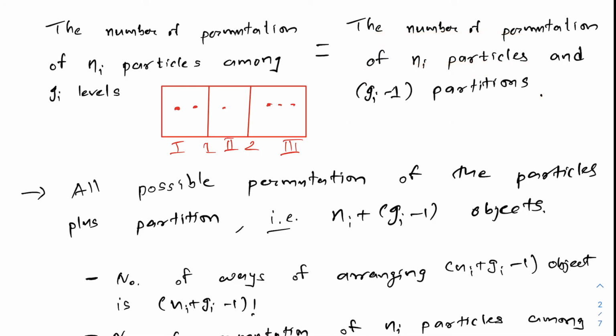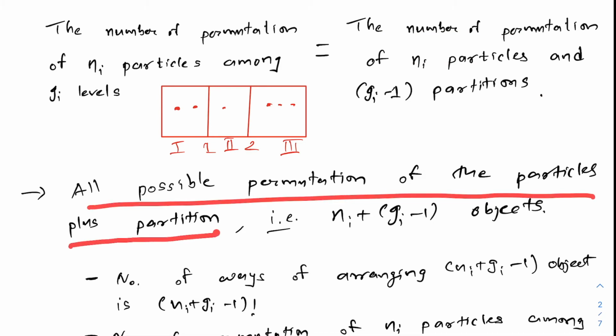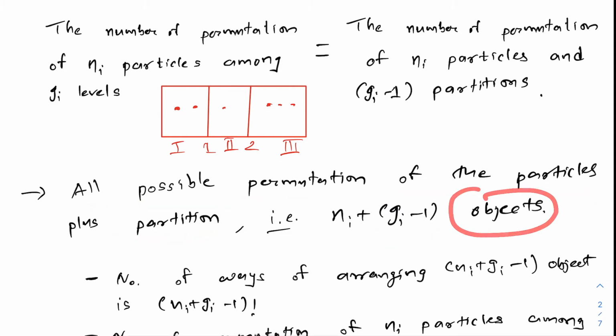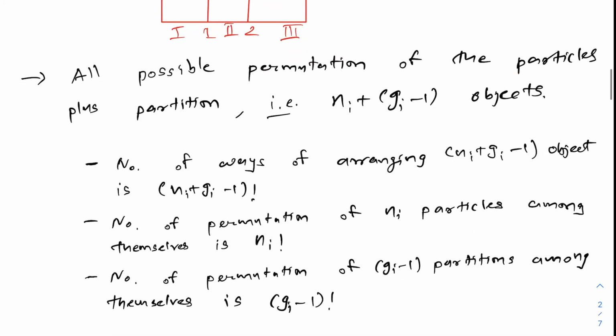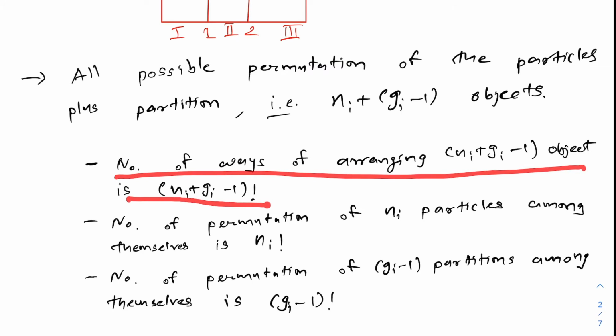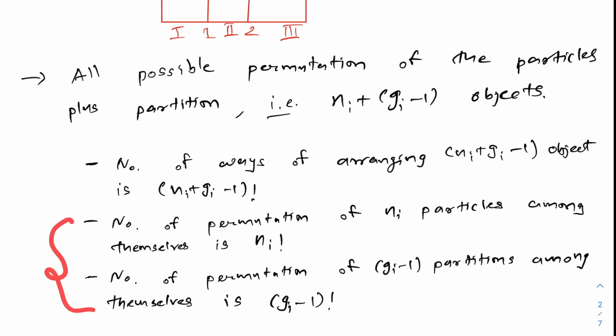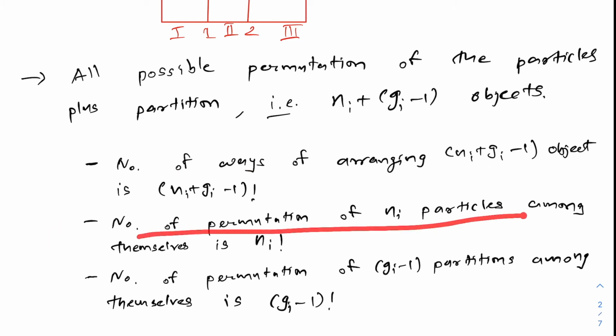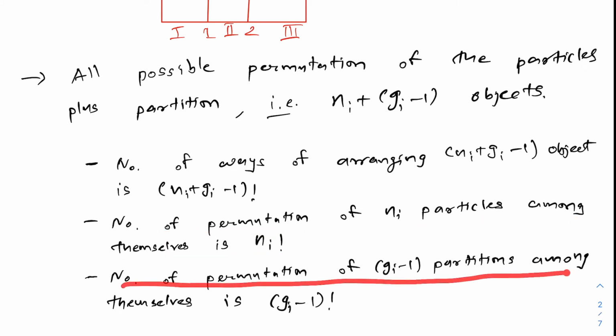So we can say that all the possible permutations of the particles plus partitions involve Ni plus Gi minus 1 objects that we want to deal with. Let us understand what parameters we have to take care of. First, the number of ways of arranging Ni plus Gi minus 1 objects is (Ni plus Gi minus 1) factorial. Now let's focus on partitions and particles independently. The number of permutations for Ni particles among themselves will be Ni factorial, and the number of permutations of Gi minus 1 partitions among themselves is (Gi minus 1) factorial.